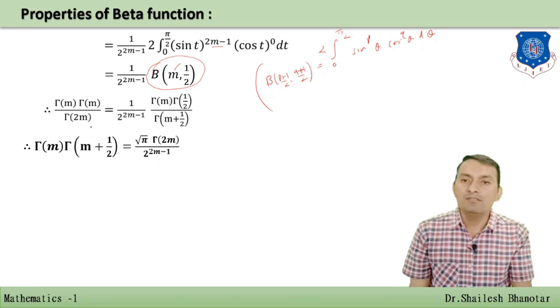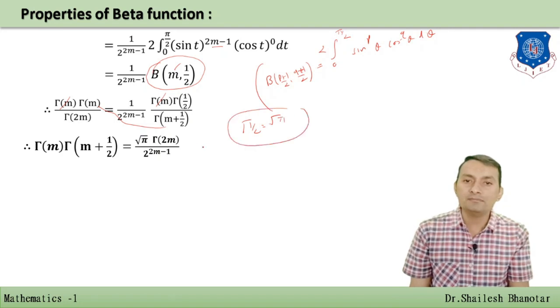But when we observe that gamma m will cancel out, what I will get is gamma m into gamma of m plus 1 by 2 is equal to square root of pi, because gamma 1 by 2 is nothing but the square root of pi, into gamma of 2m divided by 2 raised to 2m minus 1. And that is the proof of the duplication formula. It is also known as the Legendre formula.